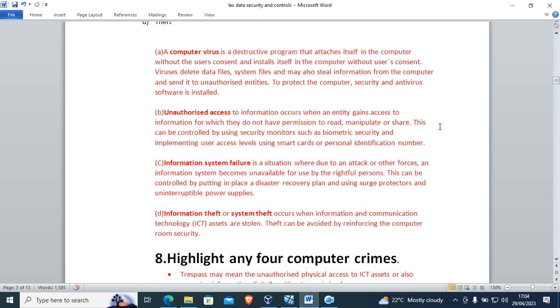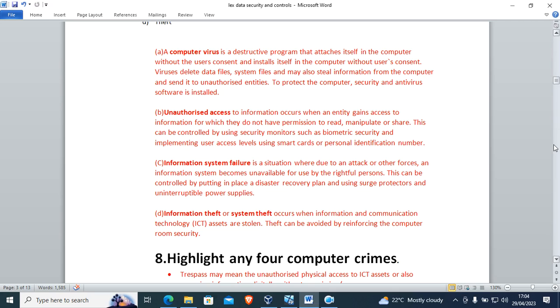So guys, we have computer virus. When we talk about a computer virus, it is a destructive program that attaches itself in the computer and installs itself in the computer without the user's consent. So viruses delete data files, system files, and may also steal information from the computer. Now, how do you protect them? You protect them by installing antivirus or zero grazing your computer. That means you avoid external gadgets like flash disk, USB, memory cards, email attachments, and so on.